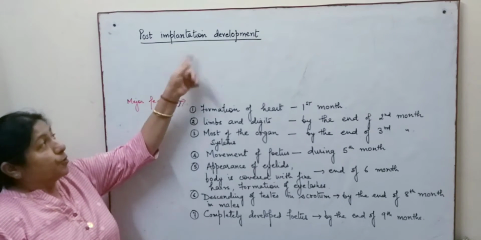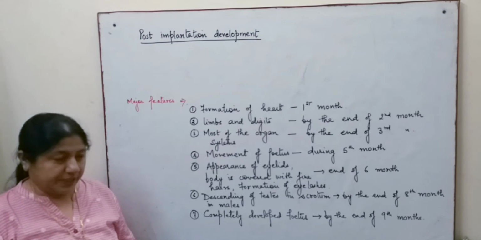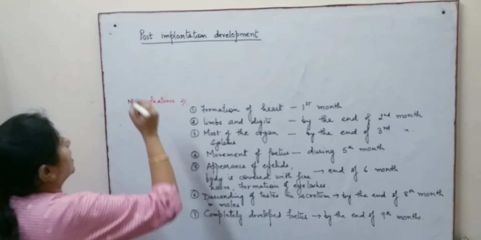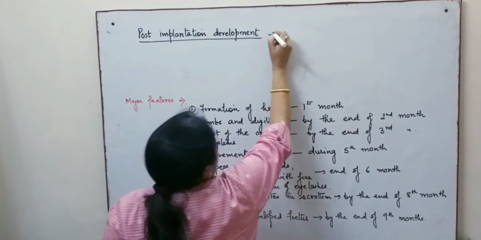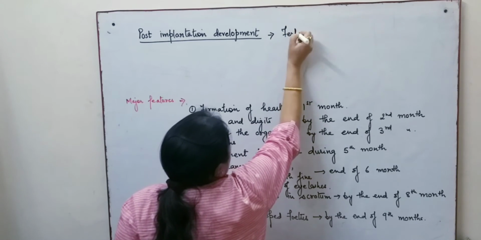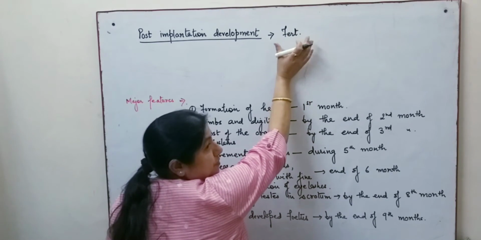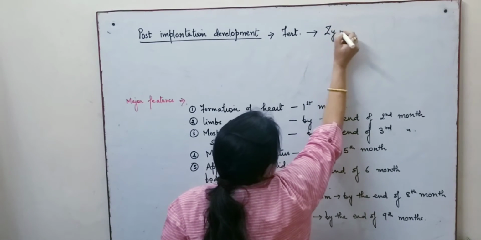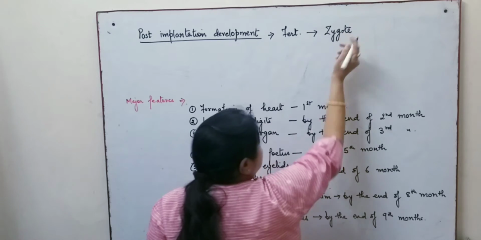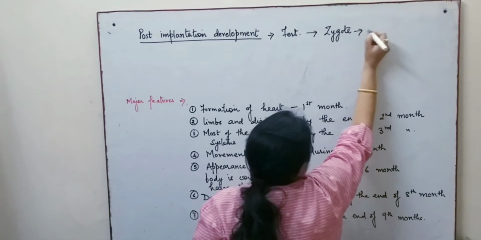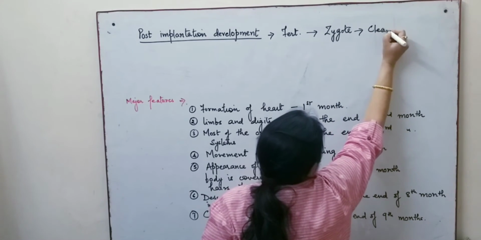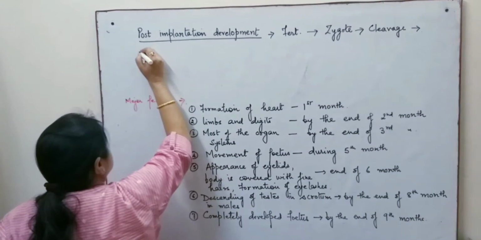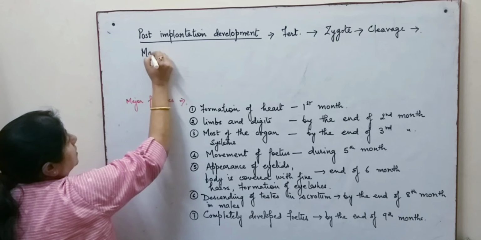Talking about the post-implantation development. So far, we have studied that after the process of fertilization, that is the fusion of the male and the female gamete, the zygote is formed. This zygote then undergoes the process of cleavage and forms the stage which is known as morula.